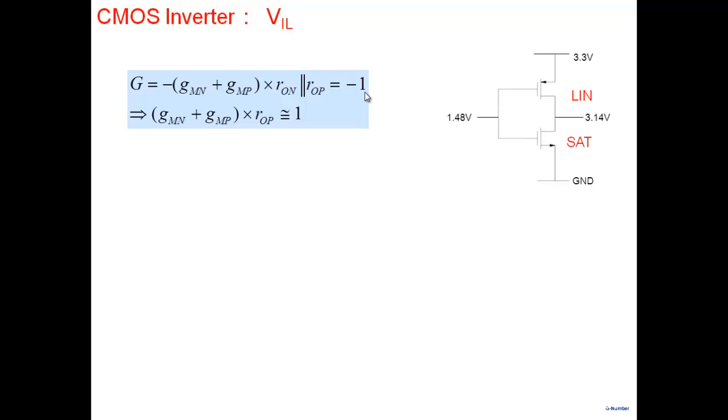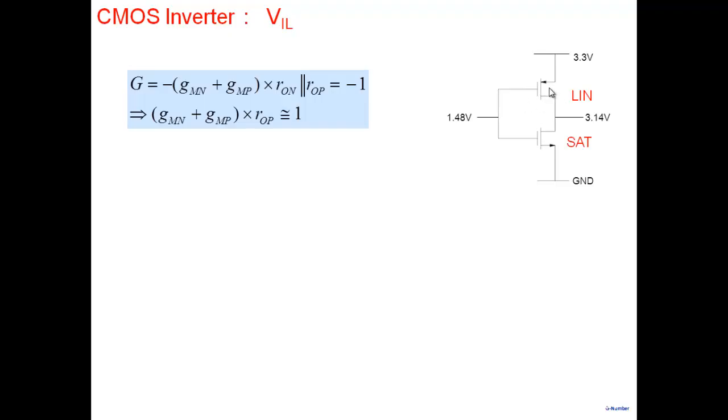Now this is where some complication comes. I have to write down an expression for GMN, GMP, R0N, R0P, and then set it equal to -1. These get complicated. And then another equation that comes in is that the current in the two is the same. So we need some simplification, but even with simplification, the calculations become a little bit involved.